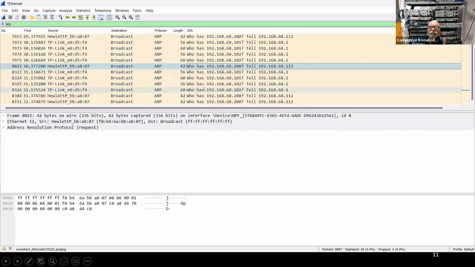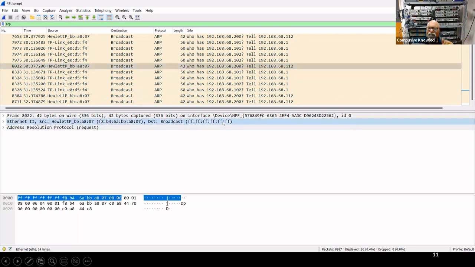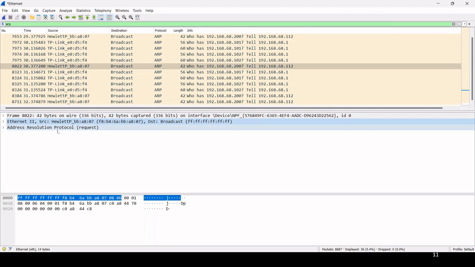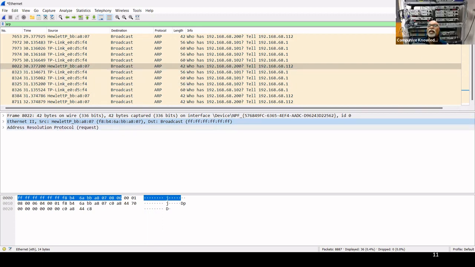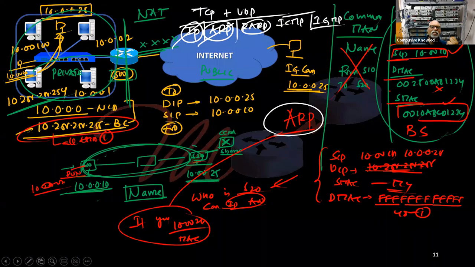Something else is also going on. This is from the laptop. There are so many things behind this that will happen. But what we want to see is this one, all Fs. Address resolution. If that system is there, it would have responded. Are you understanding? Yes, sir. That's how systems communicate, using broadcast.